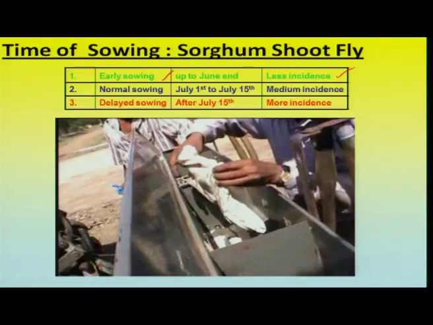Whereas normally we see the normal sowing between July 1st to July 15th, that is the first fortnight of July, we record a medium incidence of around 10 to 20% dead heart.